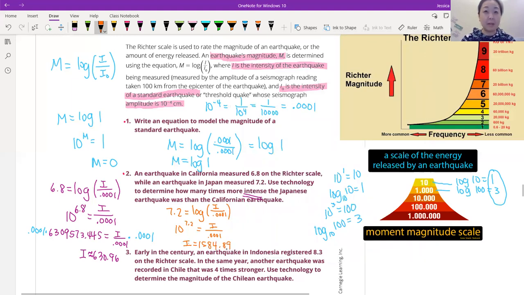Yeah, that's a lot more intense, right? So it says, how many times more intense is the Japanese earthquake than the California? So we're comparing Japanese to California, right? The second one that we did was the Japanese one, so we're going to put that on top because we're trying to figure out how much more intense. 1584.89, we're going to divide that by the Californian intensity, like this. And then we can say, oh, it's this many times more intense.